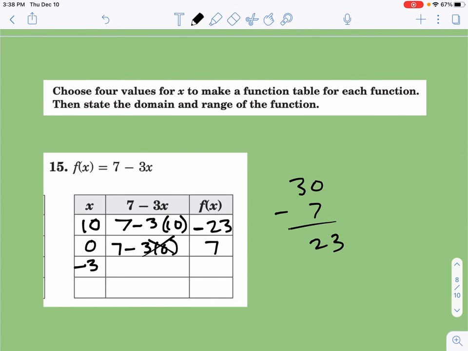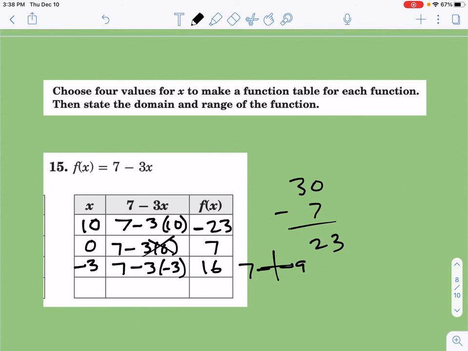Let's do negative 3. So if I go 7 minus 3 times negative 3, well, 3 times negative 3 is negative 9, but you have 7 minus a minus 9. So this whole thing becomes positive, and you get 16.